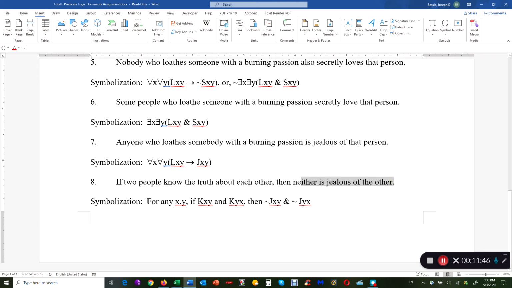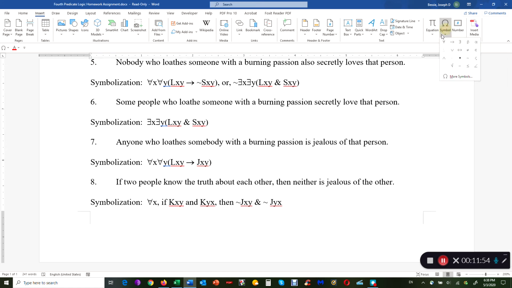So for any x and for any y, let's put in our quantifiers. For any x, for any y, I'm going to use brackets here to make it easier to see what's going on. If KXY ampersand KYX, if x and y know the truth about each other, then is just going to be the arrow symbol. Then neither one is jealous of the other. Then x is not jealous of y, and y is not jealous of x.